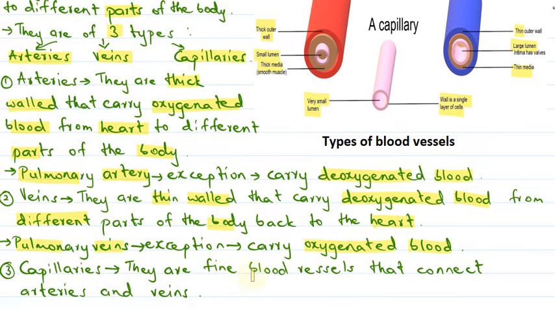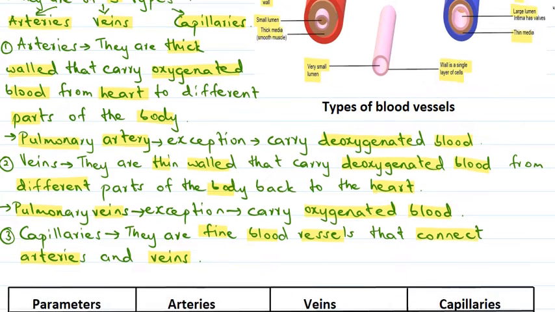Then we also talked about capillaries. So these capillaries are fine blood vessels, and these capillaries connect the arteries and the veins. Okay. So the wall of capillary is a single layer of cells. Their thickness is like a single layer of cells.